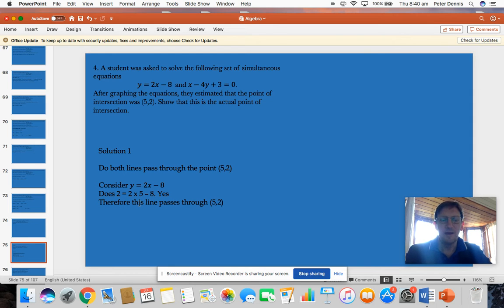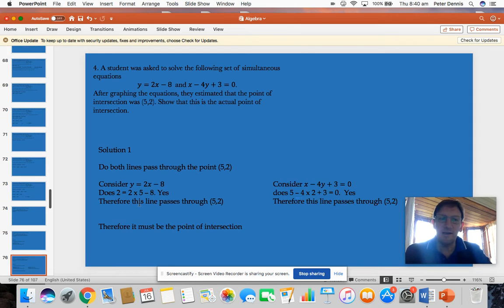Now we're going to consider whether the second line passes through it: x minus 4y plus 3 equals 0. So let's substitute in the point (5, 2). X is 5, so we put in 5 there. 5 minus 4 times 2 plus 3 equals 0. Is that true? Yes. Therefore, the second line passes through (5, 2). Because they both pass through that point, that must be the point of intersection. It's the only point of intersection, so it is the point of intersection. That's a nice, simple way to do it.